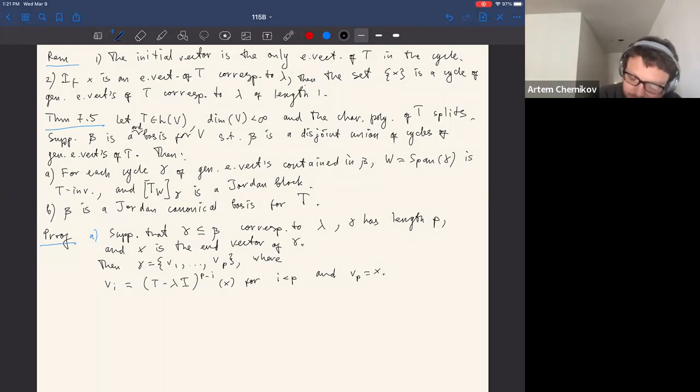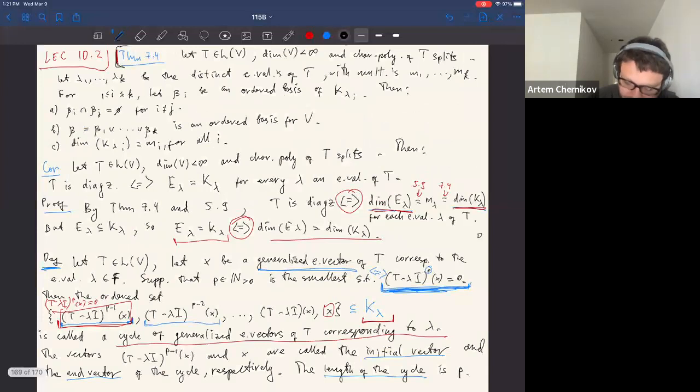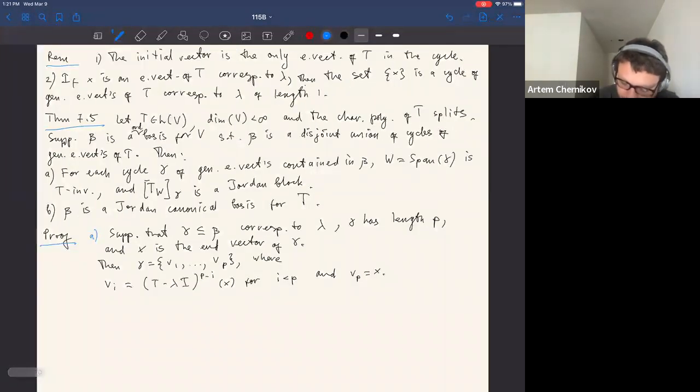So here I'm just copying the definition, right? I'm just looking at the definition of a cycle here. So we have a cycle and the end vector is x. So then I just wrote it out. It's a cycle with end vector x and of length p. So then it means the end vector is x, and each of the previous vectors vi is given by the corresponding expression. So here the power is p minus i for the ith vector.